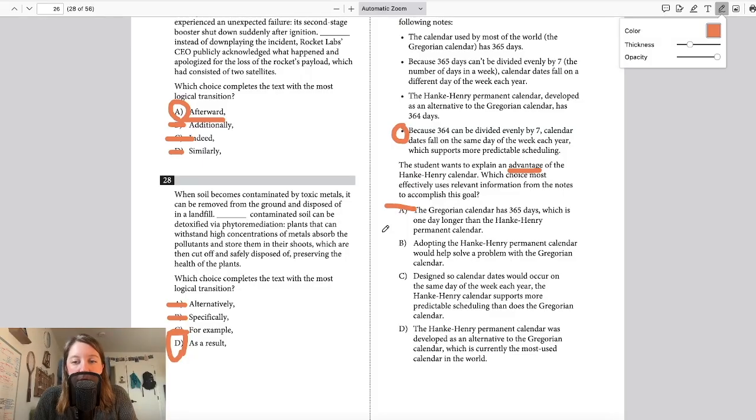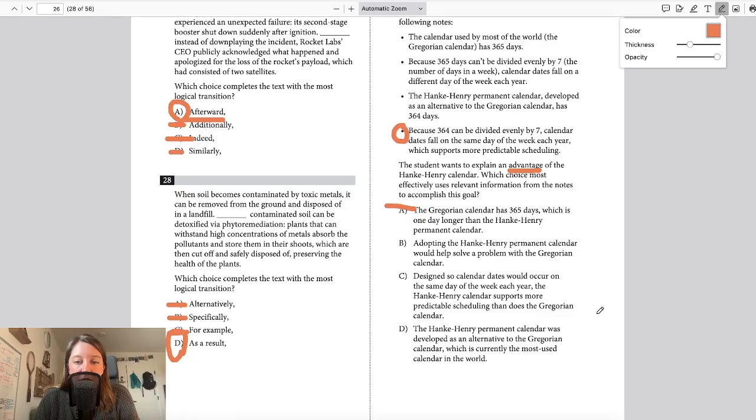B says, adopting the Hank Henry permanent calendar would help solve a problem with the Gregorian calendar. Okay, so that sounds a lot like what I just said, right? Let's hold on to B. C says, designed so calendar dates would occur on the same day of the week each year, the Hank Henry calendar supports more predictable scheduling than does the Gregorian calendar. Okay, so this is nice because it tells us why. So B does say, it would help us solve a problem, but it doesn't say what the problem is. Okay.